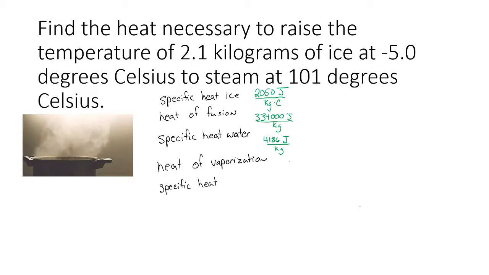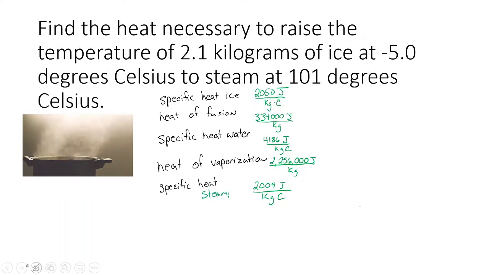And the heat of vaporization of water is 2,256,000 joules per kilogram. And the specific heat of steam is 2,000 joules per kilogram Celsius. And this should have had a Celsius too on the specific heat of water. And this is the specific heat of steam.